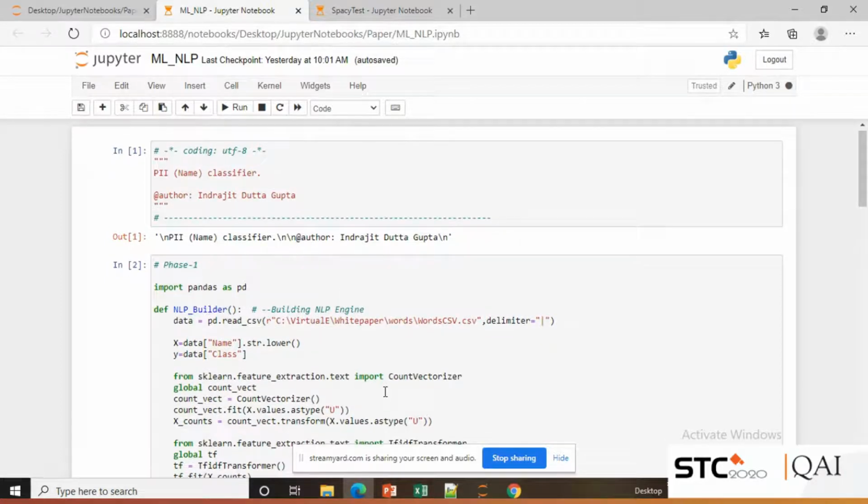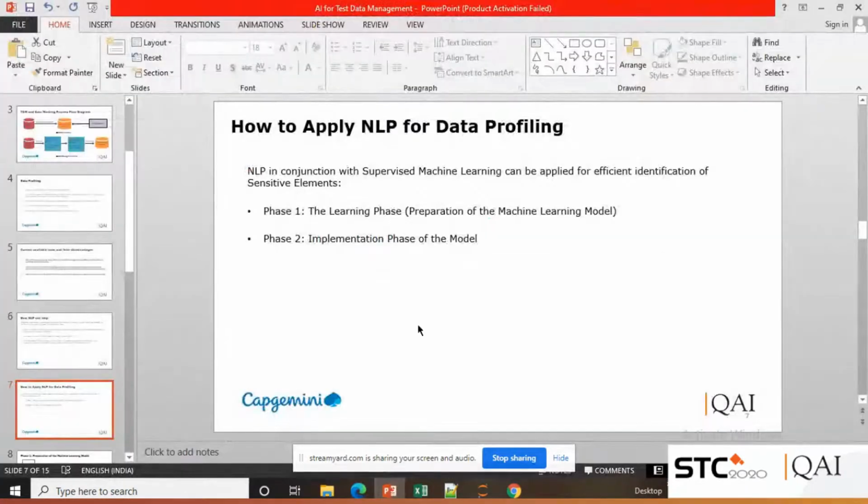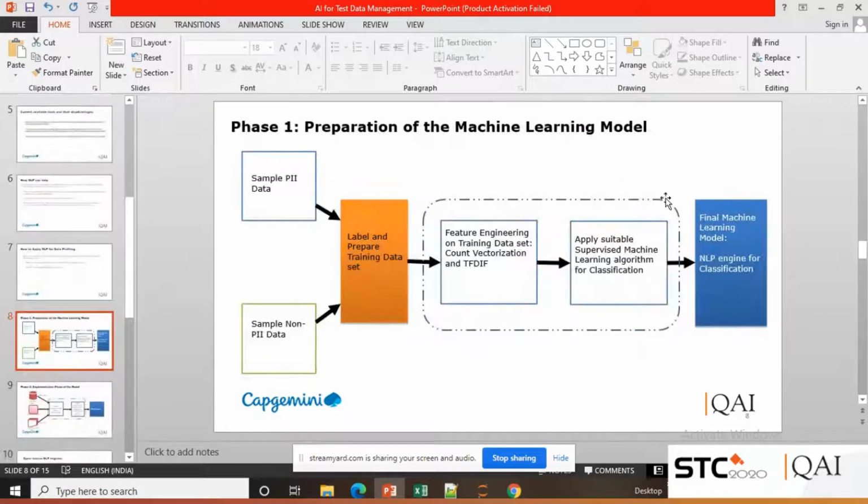So I'll go through the implementation. Now the implementation will consist of two phases. First is preparing the machine learning model, and once the machine learning model is prepared, that is the NLP engine I'm talking about, it can be used. So we can feed data to the NLP engine, and it will classify the PII data for us. So this is a typical process flow when we are preparing the machine learning model.